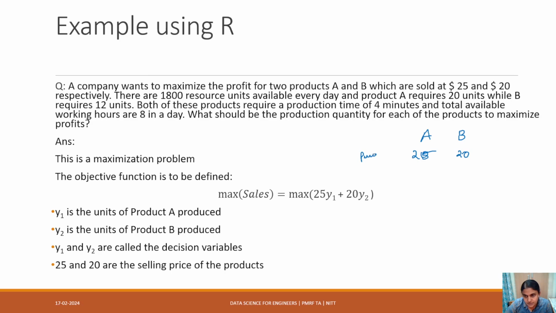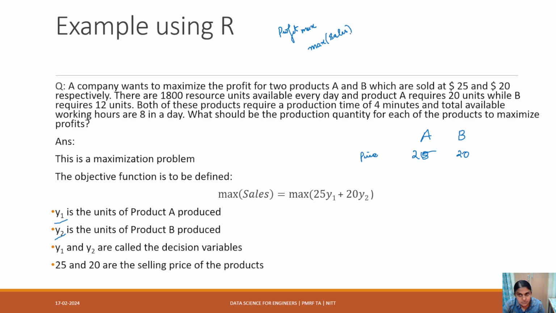I'll define that for product A, I am producing Y1 units, and for product B, I am producing Y2 units. Then I am told I should maximize the profit. The profit is to be maximized, right? So that means you can say maximization of the sales.